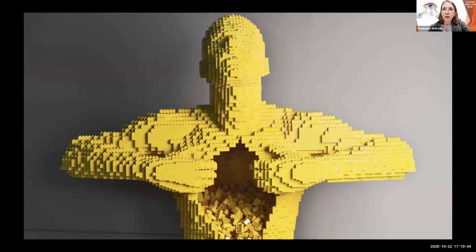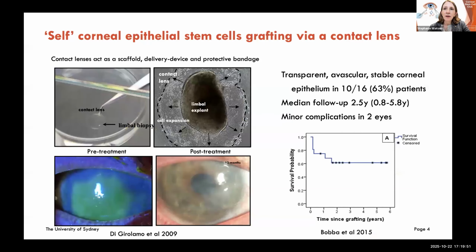And that's because they're the building blocks of the body. They're a bit like Lego. You can make different tissues out of them. Now, we were fortunate to develop a technique where we were able to restore sight to patients with stem cell disease of their corneas using a contact lens, and this had medium to long-term success. But there remains many challenges in bringing treatments like this to the clinic so patients can benefit.